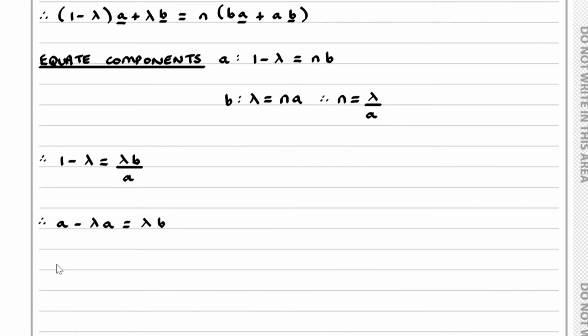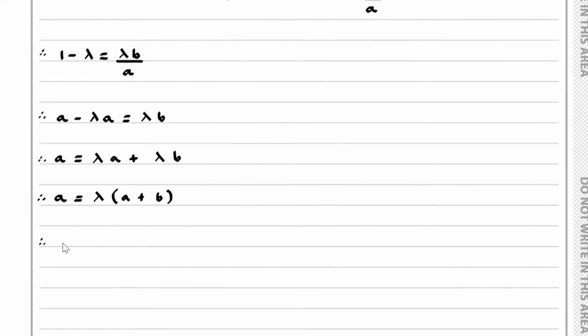Well, what we can do is add lambda a to both sides. So I've got a equals lambda a plus lambda b. a equals lambda multiplied by a plus b, which means if I divide through by a plus b, lambda is equal to a over a plus b.